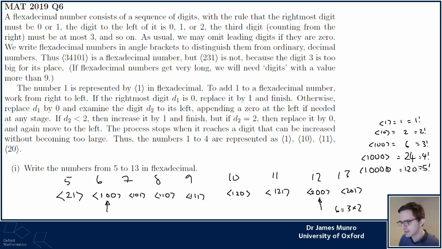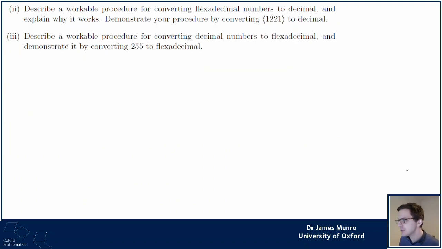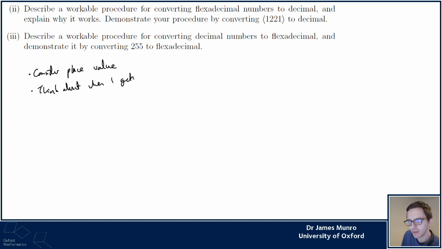Putting that into words is what the question actually wants us to do. I don't really have space to write that out in words, but I suppose I'd write something like, consider place value. Think about when 1 gets carried over.